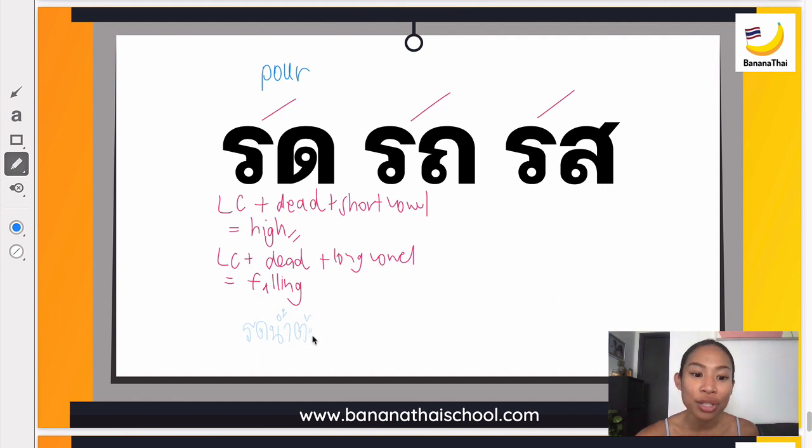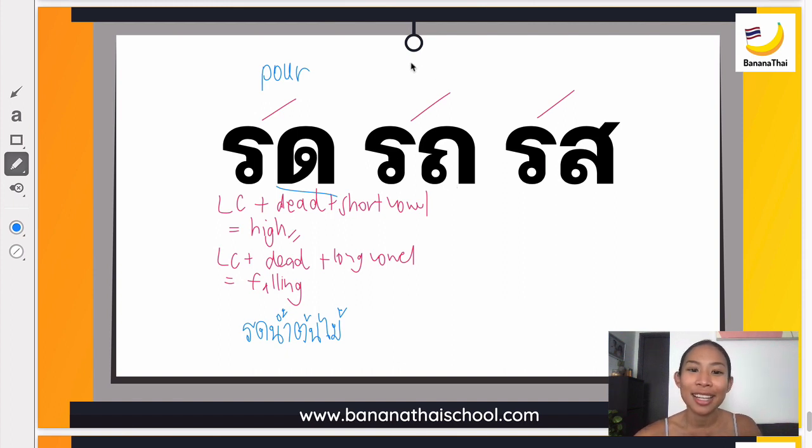รดน้ำต้นไม้ means to water plants. รดน้ำ, pour the water. ต้นไม้ means plants or tree. รดน้ำต้นไม้ means the action of you watering the plants. ฉันรดน้ำต้นไม้ทุกวัน. I water the plants every day. รดน้ำต้นไม้ with ดอเด็ก.